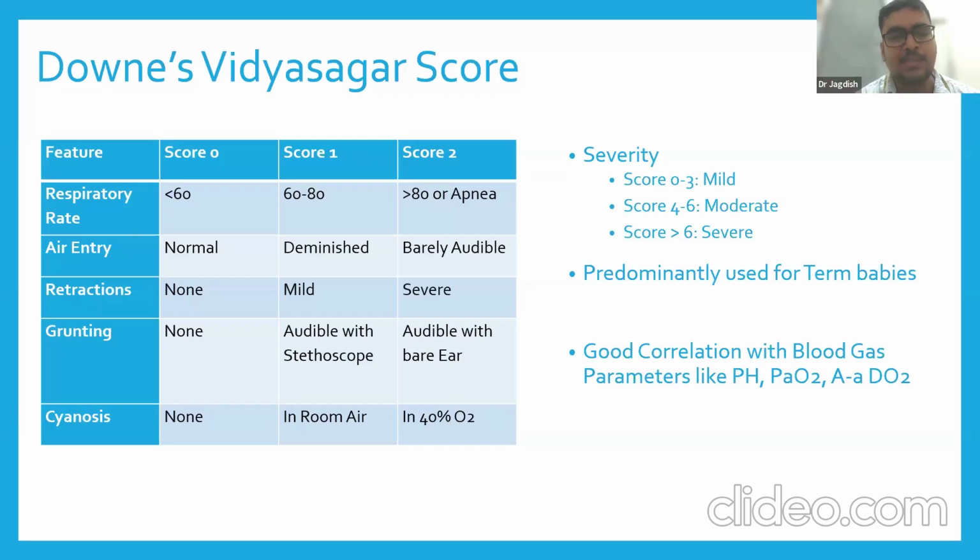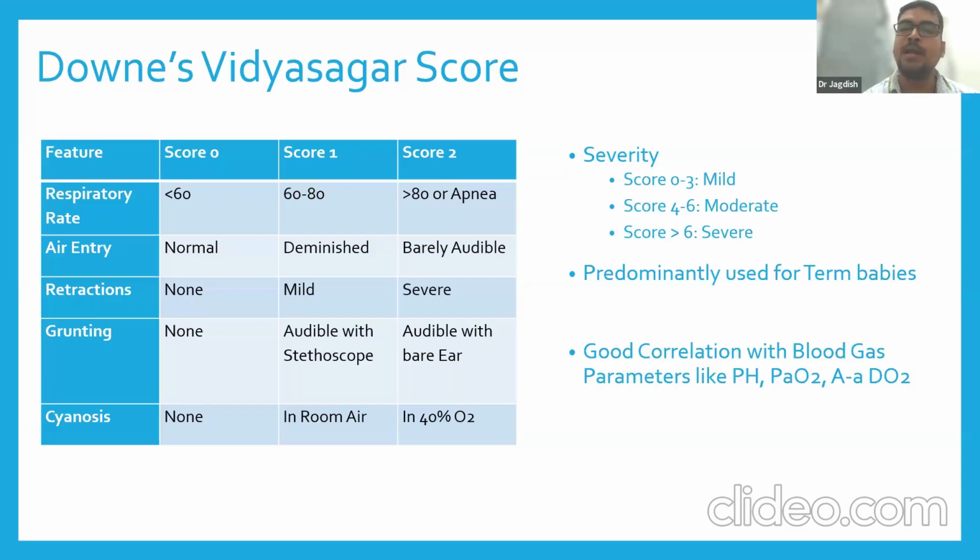Similarly, for retractions, no retraction is a score of 0, mild retraction a score of 1, severe retraction a score of 2. For grunting, it is similar to the SA score: no grunting, score of 0. If it is audible with the stethoscope, score of 1. And if it is audible with the bare ear, score of 2. Similarly for cyanosis, if the cyanosis is visible in room air, we put it as a score of 1. And if it is visible even with 40% oxygen, we score it at 2.